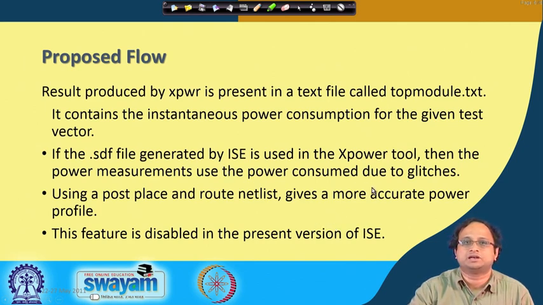The result which is produced by xpower is present in a text file which is called, say, topmodule.txt. It contains the instantaneous power consumption for the given test vector. If the .sdf file is also used in this simulation, then the power measurements also include the power consumed due to the glitches. So it is pretty accurate in that sense, and pretty useful. Using a post place and route netlist gives a more accurate power profile, and this feature is unfortunately disabled in the present version of ISE. So you can go back and get some older versions, or maybe there are variants of this tool which you can still work with.